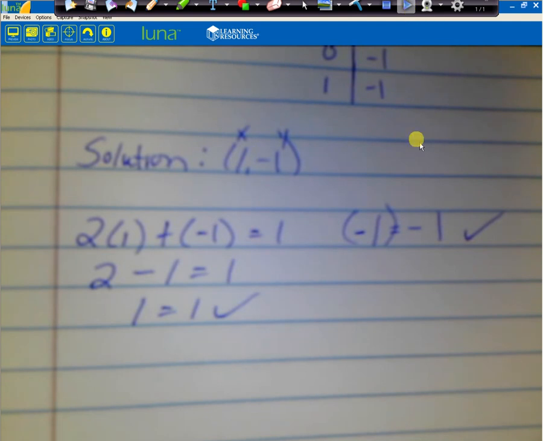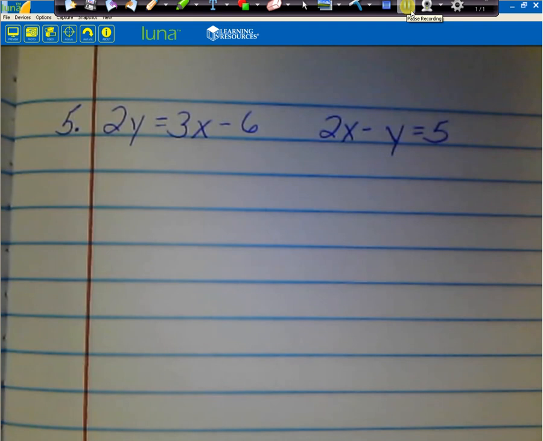All right, go ahead and write down number 5. For number 5, we have 2y equals 3x minus 6, and we have 2x minus y equals 5. Those are our two equations in our system.